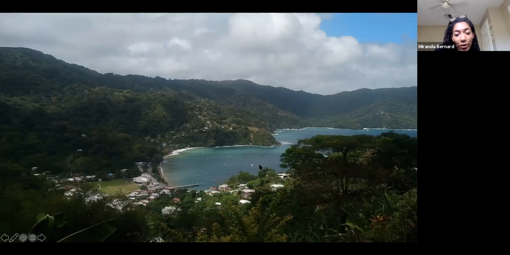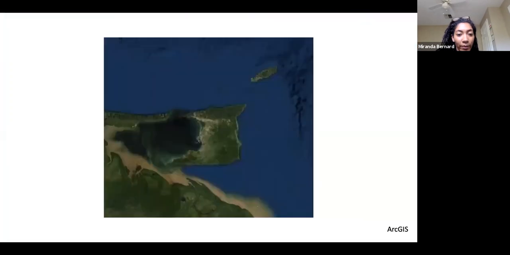This photo is Charlotteville, Trinidad and Tobago, where I conducted research on perceptions of environmental change. People talk a lot about different sources of knowledge, perceptions being one of them, but there are not that many case studies, and people don't fully understand why they're important and how they can be important.